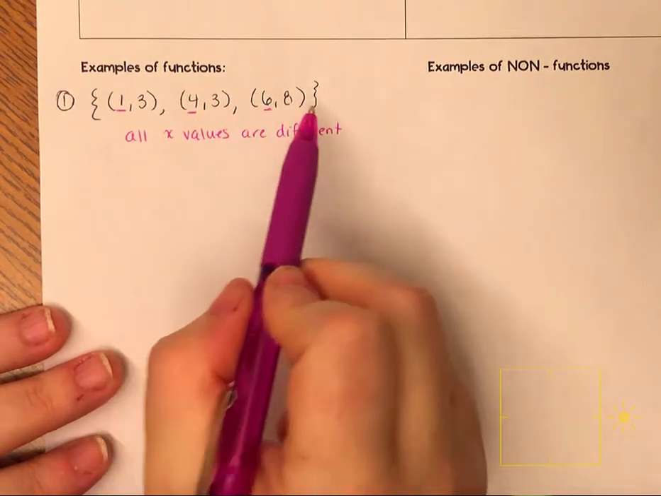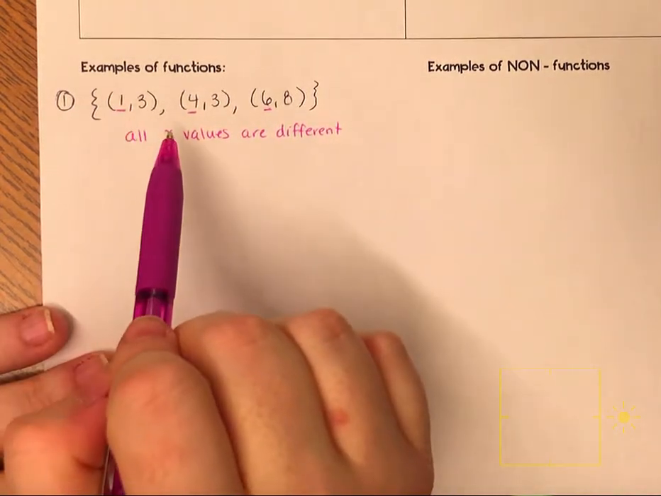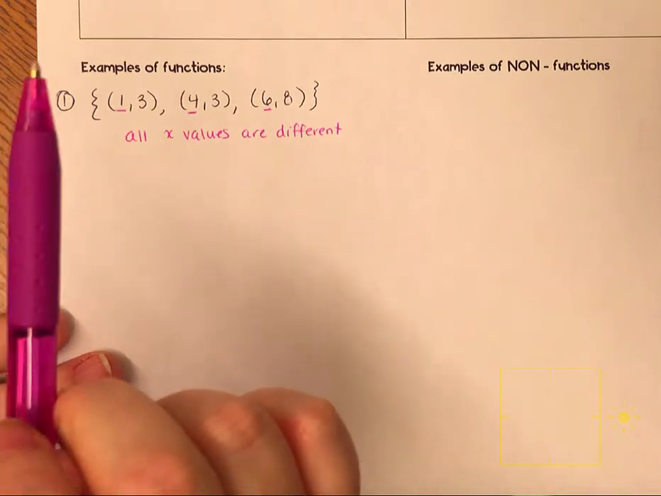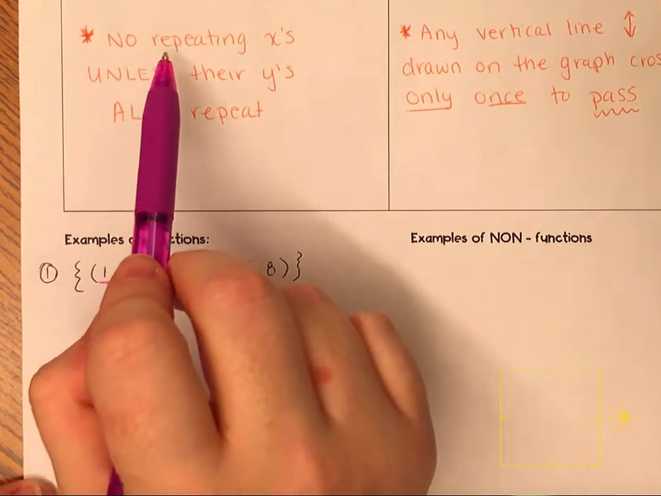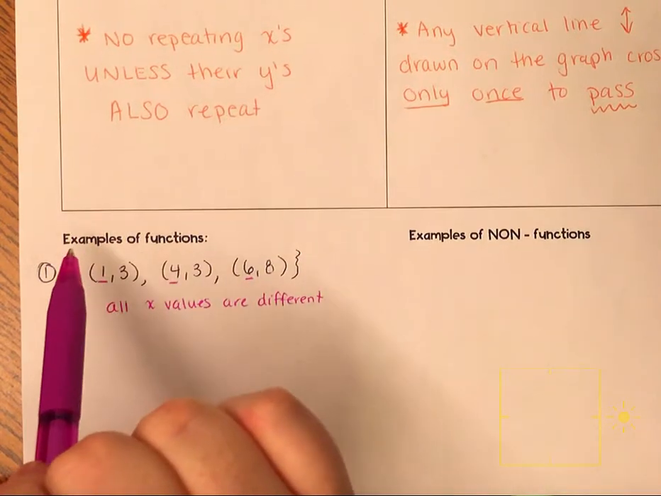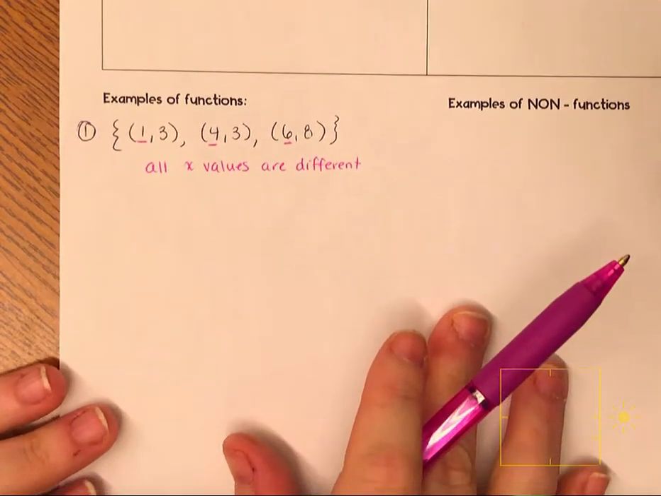I do not have to look at the y values at all because a function is based off of the x values. The only time we look at the y values is if the x's are repeating. But since all of the x values are different, we don't have to look at the y values at all.